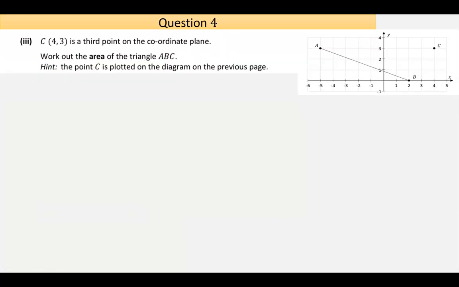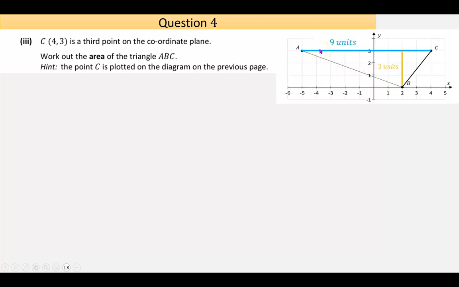Now, part 3 says the value C, 4, 3, is a third point on the coordinate plane. So it's 4 on the x, 3 on the y. Work out the area of the triangle ABC. Okay, the hint, the point C is plotted in the diagram on the previous page. So they're creating this triangle, if I'm able to track it across. Okay. Now that would look like this. The AC value there is 9.